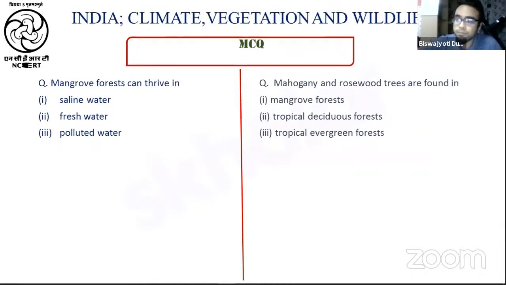Then we have talked very briefly about the wildlife as well, how because of deforestation and hunting, our government has started initiatives like creating national parks, wildlife sanctuaries, etc. Right? So let us deal with 2 questions before we conclude.